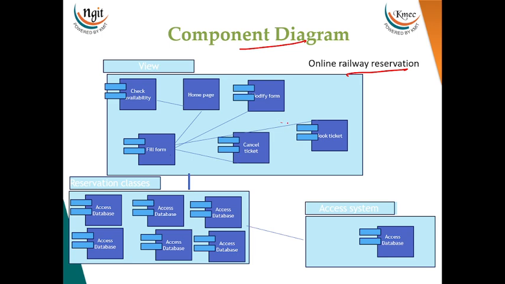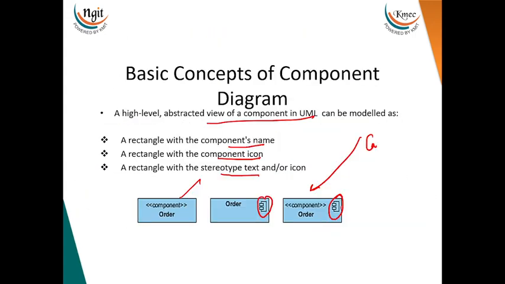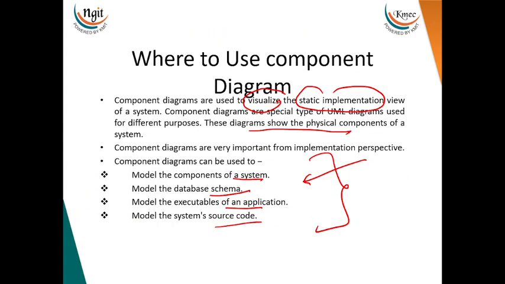There is this one mark, and this is the reservation class, and this is the access class. This is how it goes up, how it interacts with the database and other things. Just look at that here. What is that? A model of the components of the system: the database, the executable, and the source code.